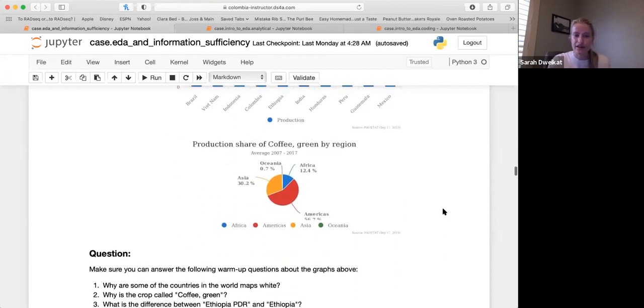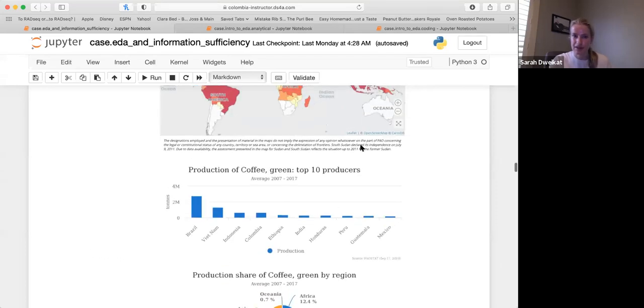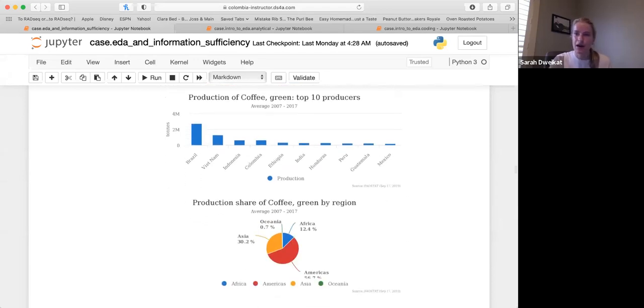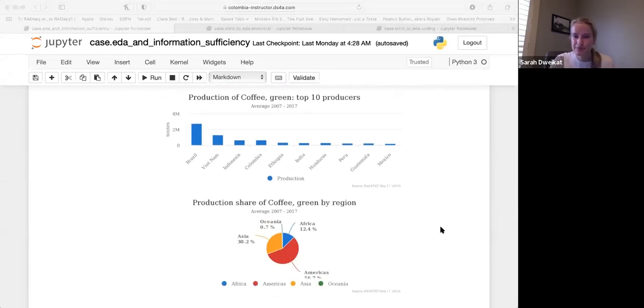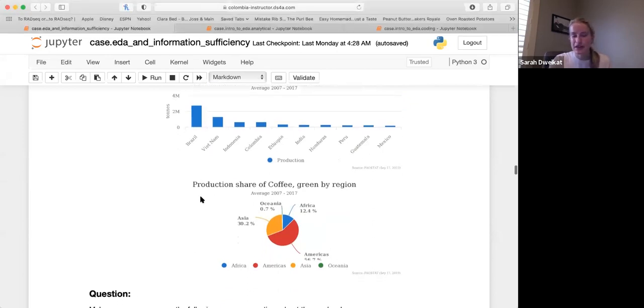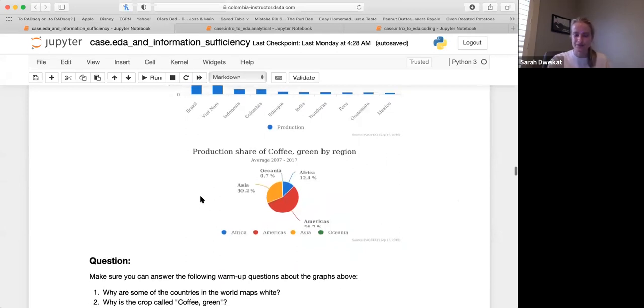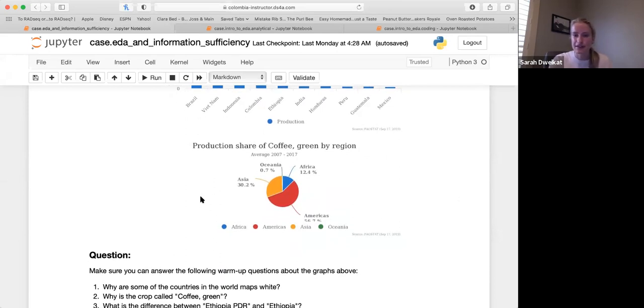Our second question is, why is the crop called coffee green? We see here in each of our graphs, it says production share of coffee green by region. And again, all of this is based off of coffee green. What does that mean? Yeah, everyone, perfect, good answers: unprocessed, not toasted, not roasted. Yep, absolutely, great job. So green coffee is the unroasted coffee. That is what is harvested out of the fields.